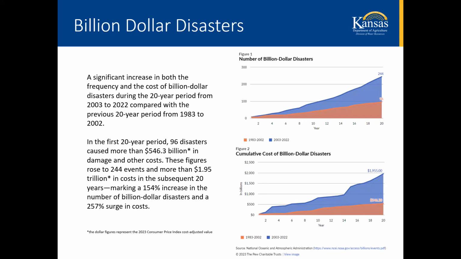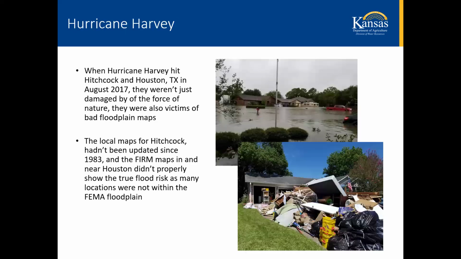So 96 disasters caused more than $546.3 billion in damages and other costs, and it rose to 244 events and more than 1.95 trillion in costs in the subsequent 20 years. So that's a 154% increase in the number of billion-dollar disasters, and a 257% surge in costs. So it's definitely very prevalent and it's not getting better. So that's why our work is so important.